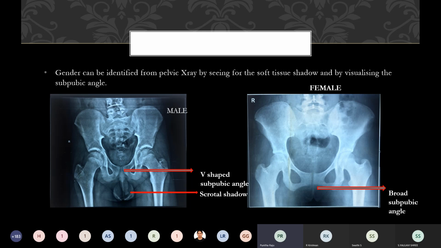And coming to the right hand side, you have the female X-ray. Here you don't have any scrotal shadow. Okay, so there is no scrotal shadow, and the subpubic angle is very wide or very broad. Okay. So this is a way how you can tell whether it belongs to male or female. So these two important points are very important to identify whether the given X-ray belongs to male or female.